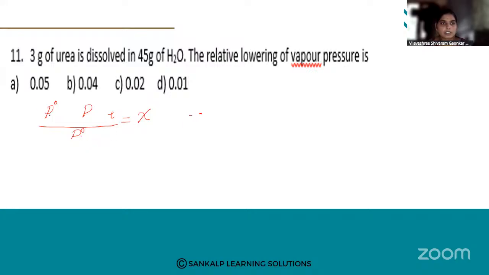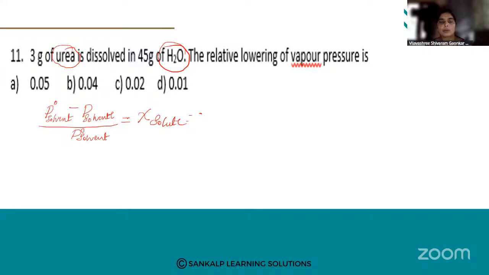It is solute. Here, tell me, which is the solute? Urea. Solvent is water. Okay. We have to calculate the relative lowering of vapor pressure. This quantity we have to find out.